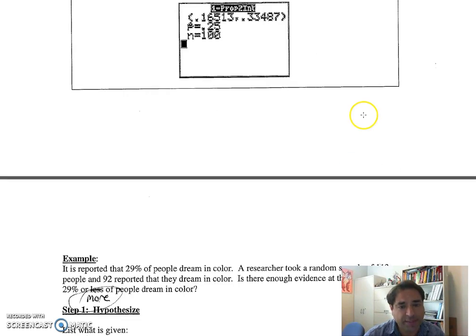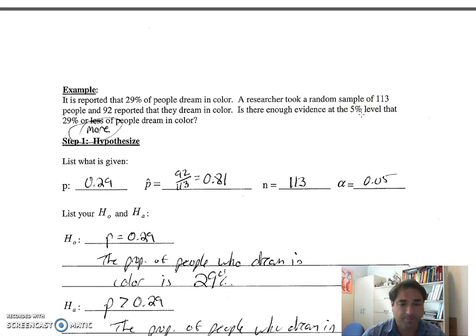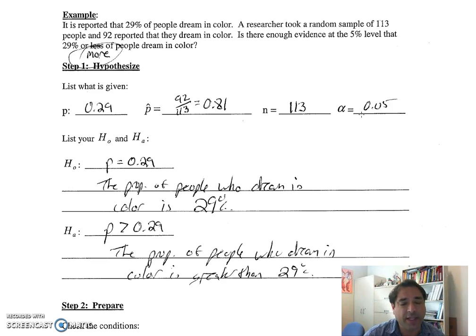Okay, we're going to do two more examples in this video. It's going to be the same thing over and over again, so I'll go a little quickly, but again, you got to make sure you understand the concept. So it is reported that 29% of people dream in color. A researcher took a random sample of 113 people and 92 reported that they dream in color. Is there enough evidence at the 5% level that 29% or more of people dream in color?